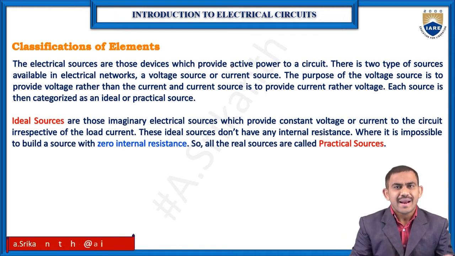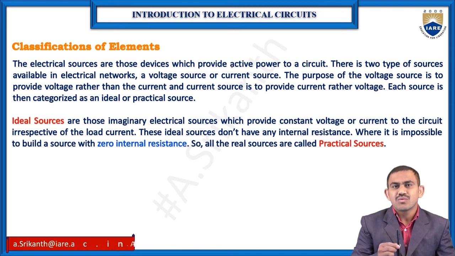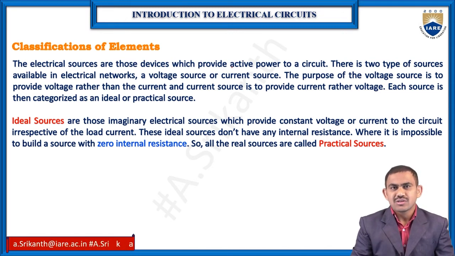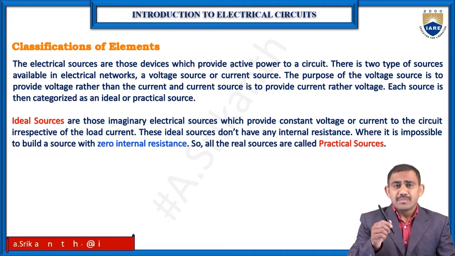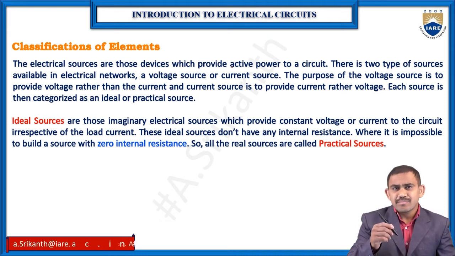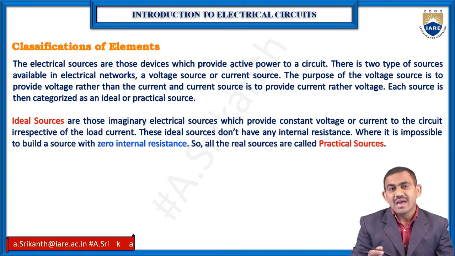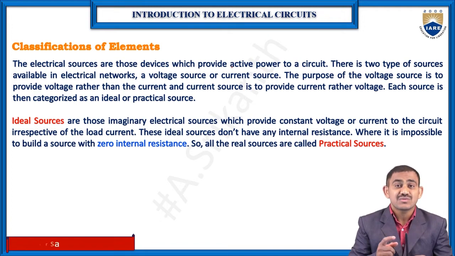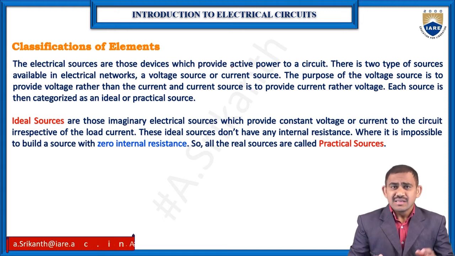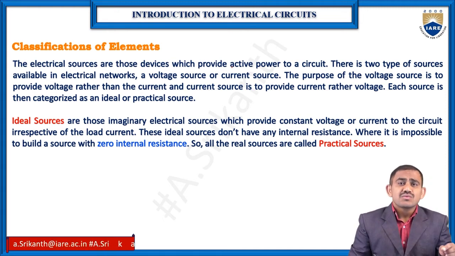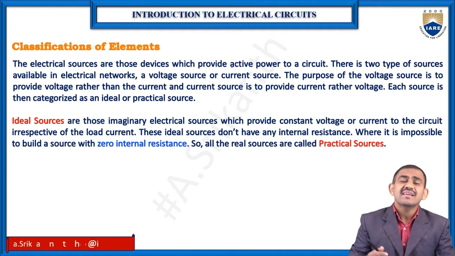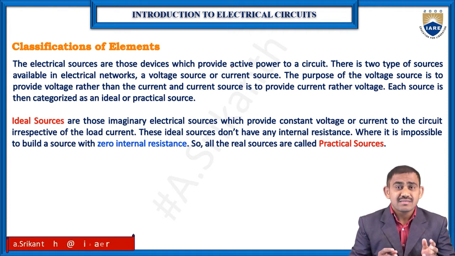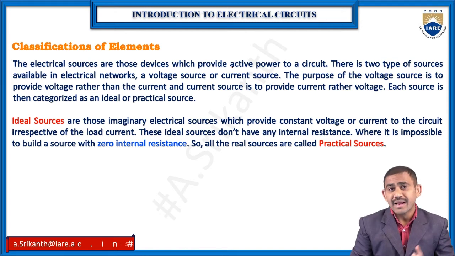Where we are doing it practically, suppose you are given 10 volts. So this is a 10 volt battery. But when you do it practically, we have some plus or minus values. So some internal resistance we have. Same thing, ideal and practical. Ideal means we don't have internal resistance, but practical means we have some internal resistance. That is the main difference between ideal and practical.